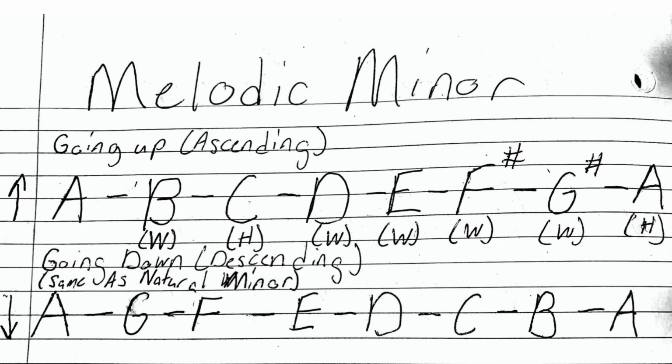So the melodic minor scale, this is the trickiest one. So when you're going up, just like the harmonic minor scale, where the 7 is sharp, you're also going to sharpen the 6, or raise the 6. So it's going to be, in this case, F sharp and G sharp. And descending is going to be the same as playing the natural minor scale going down.